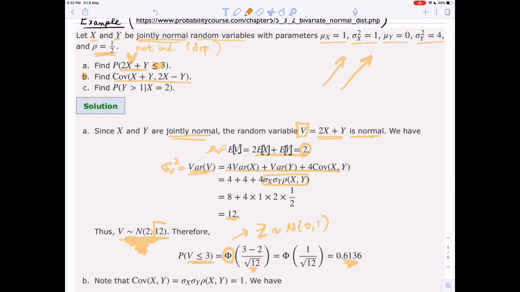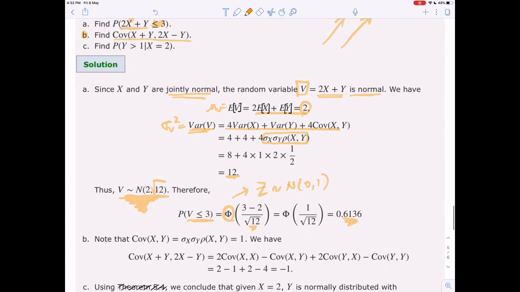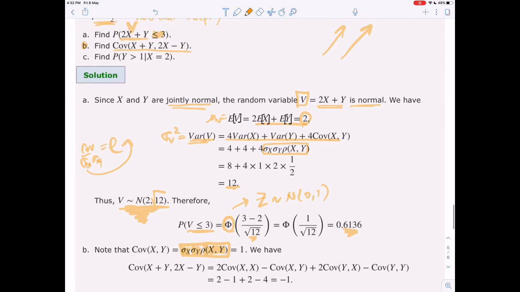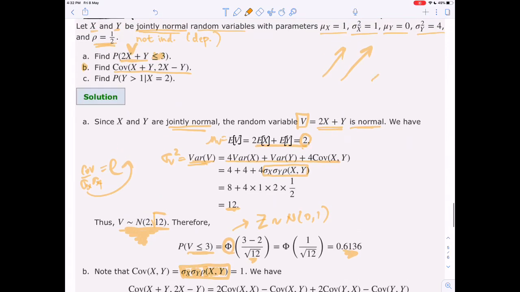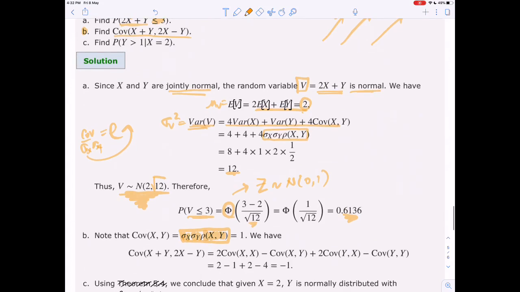Find the covariance of X plus Y and 2X minus Y. So notice here, this is the same property that we had before. If you want the covariance given the standard deviations and the correlation, well, the covariance over the two standard deviations gives you the correlation. So you multiply those guys up. And again, plugging in the values from up here, if you multiply these together, you will get 1.